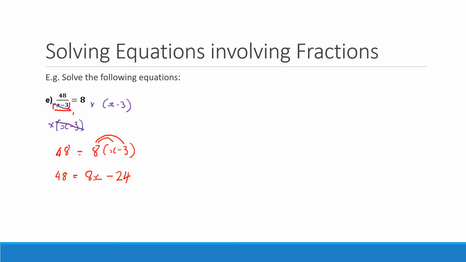Rearranging that, we can plus 24 to both sides. Plus 24. 72 equals 8x. Then divide both sides by 8. 9 equals x. And there's our solution. There is another way you could rearrange this equation from this step here. Why don't you try and work it out and think about what you could do differently and still get to the same answer.